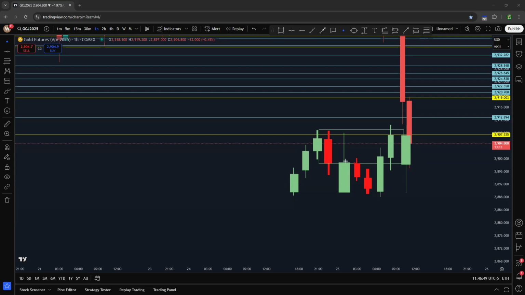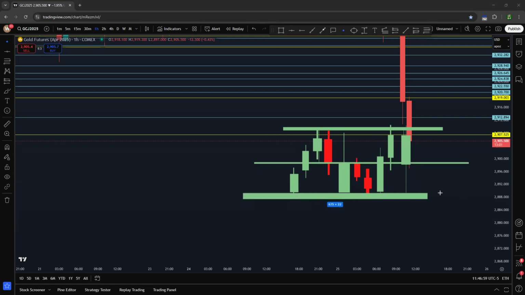So let's break this down into ranges. Range 1, that wick is a range, right? So range 1, range 2. Range 1, range 2. We've attempted, now we broke down range 1, right? We need to get rid of this big candle here because that's just what it looked like on the hourly.